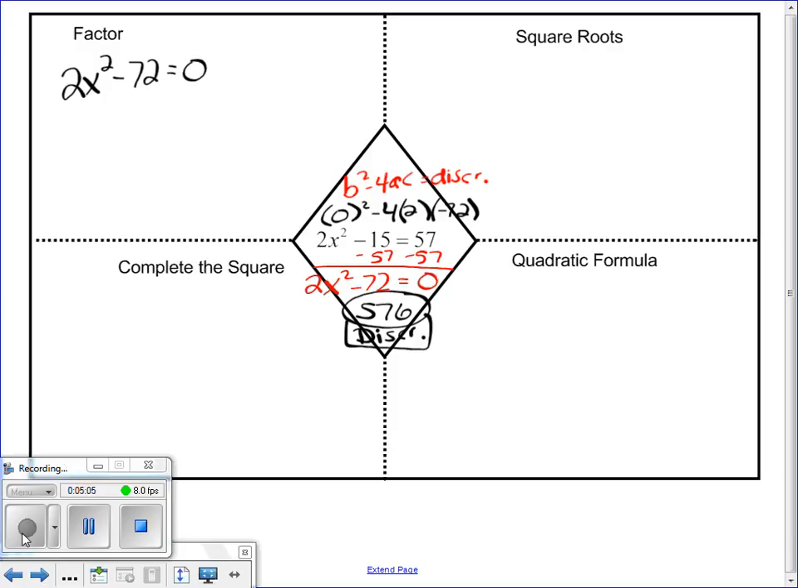Guys, no. How do you factor that? What? Good. I can factor out a 2, right? I can divide them all by 2. So we get x squared minus 36. Right, taking out my GCF of 2. How do you factor, Cole, that's x squared minus 36? Thank you. That's the difference of squares. x plus 6, x minus 6.